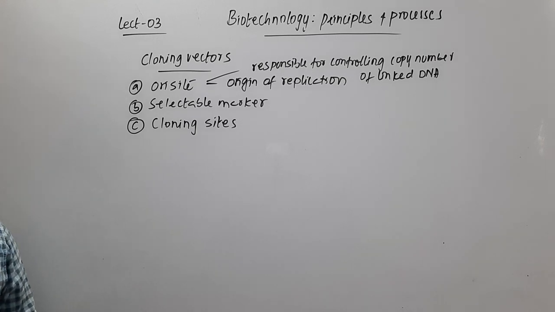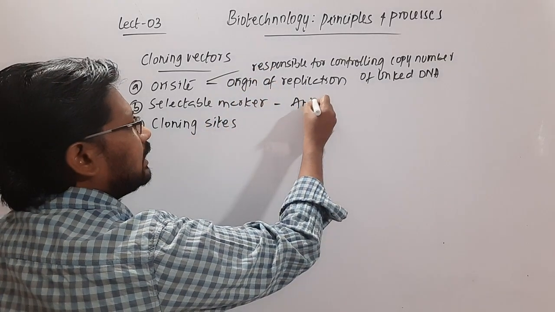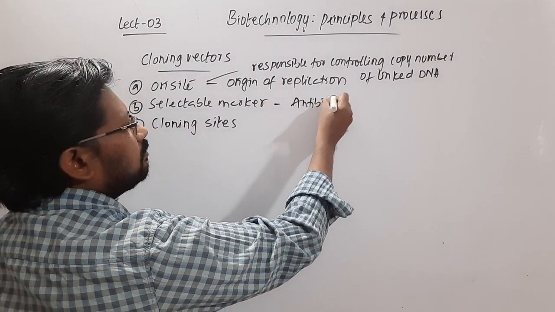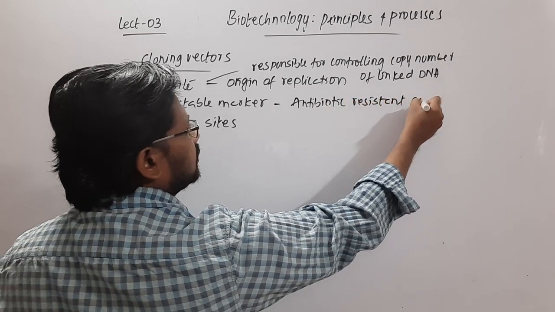And now coming to the selectable marker. These selectable markers are usually the antibiotic resistant genes.